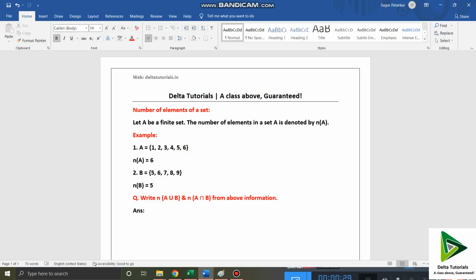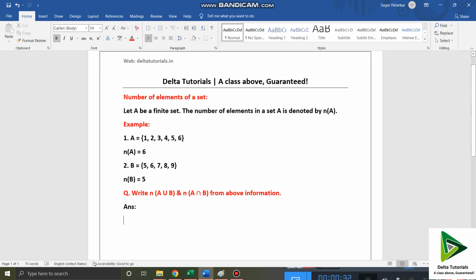So let's consider the theoretical part and an example also. Now see, let A be a finite set. Let us consider one set A that is finite, meaning the elements present in that set are countable. Whatever the number of elements present in set A, we can simply denote it by n of A. We write a small n, and in brackets we write the name of the set whose elements we are going to count. So this is read as n of A. With the help of examples, this concept will be pretty clear to you.